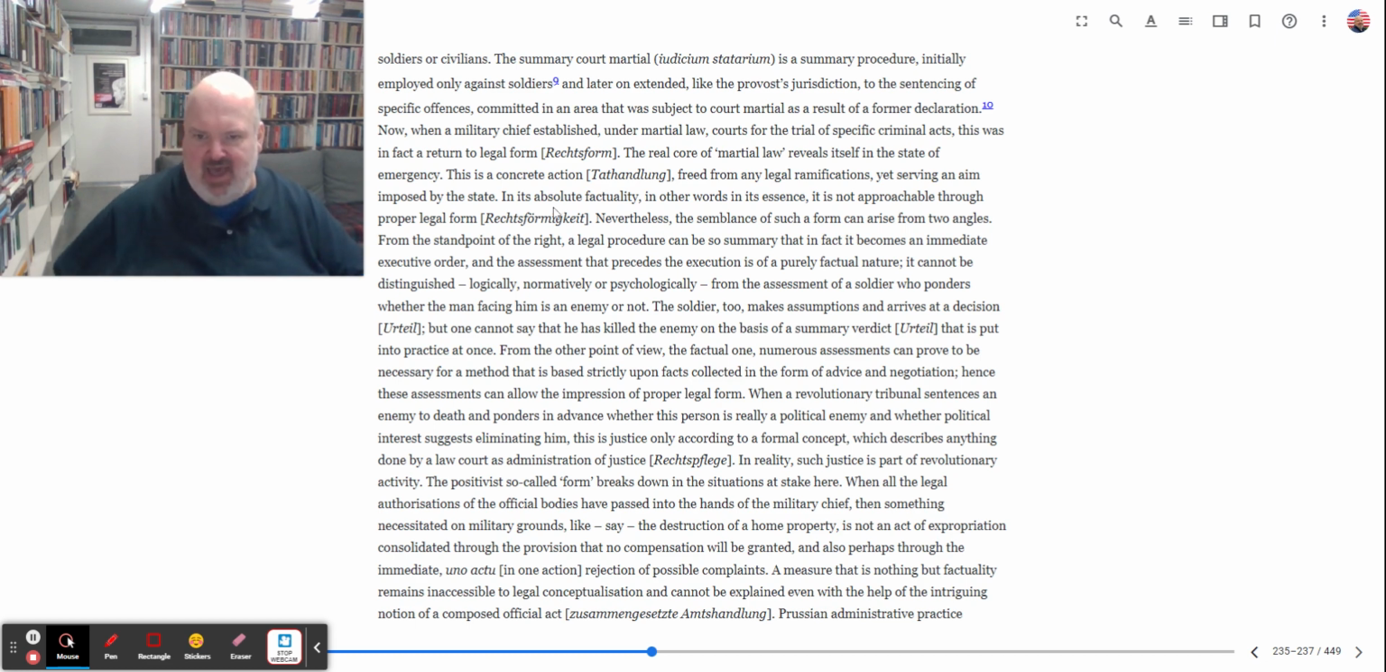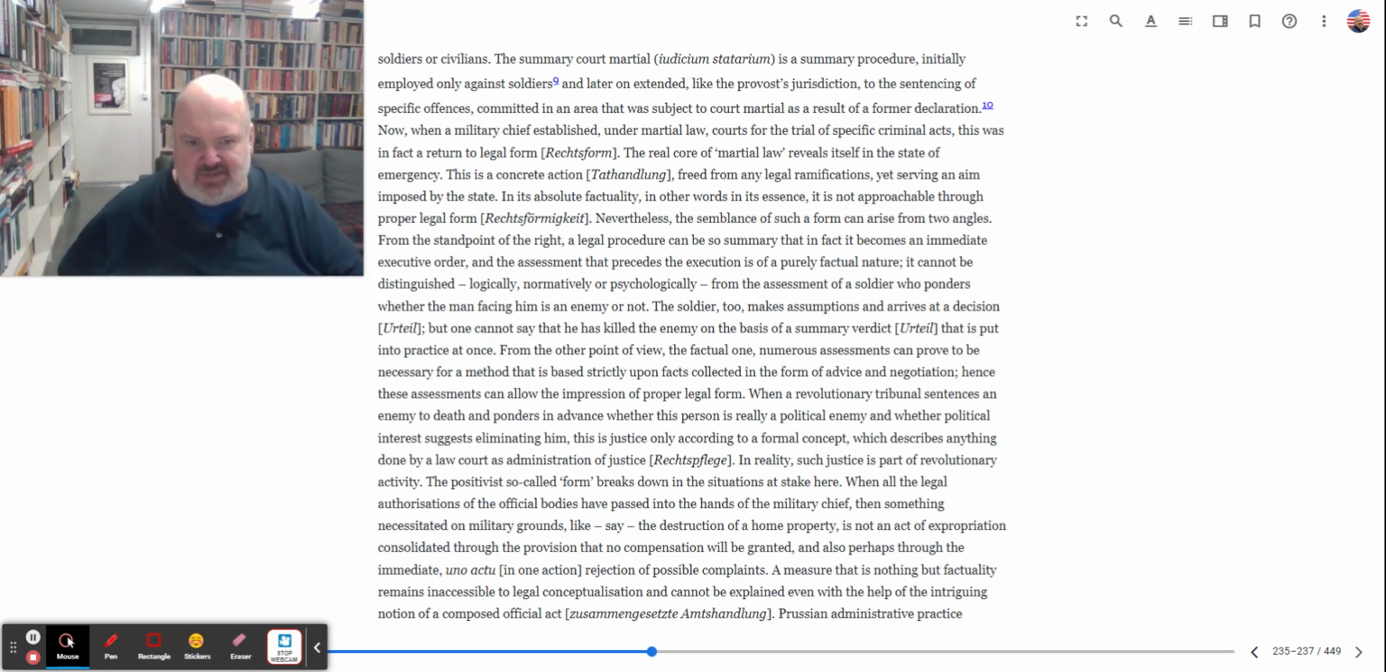It is in its absolute factuality. In other words, in its essence, it is not approachable through proper legal forms. So it is in doing what needs to be done, in what it is, in its essence. It is not approachable through proper legal forms.